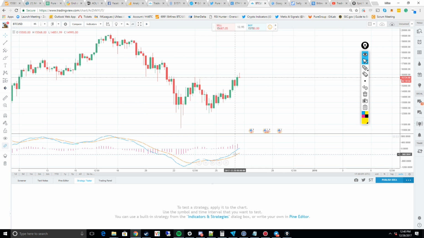So first of all, let me explain what these lines are at the bottom. We're looking down here. Okay, so first off, we want to look at this blue line. This blue line is the calculation of the long-term EMA minus the short-term EMA.